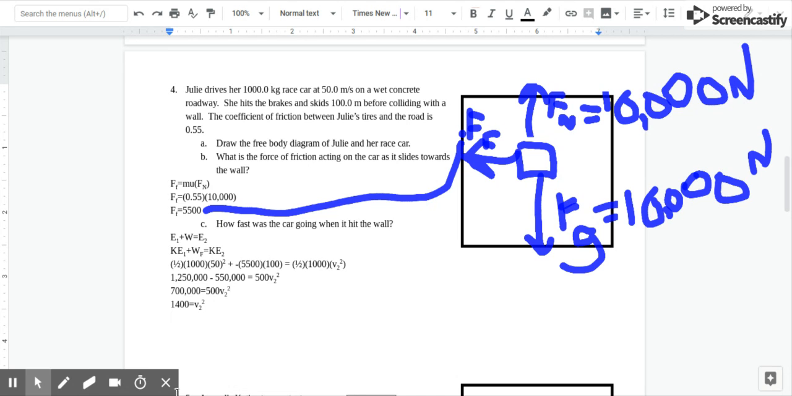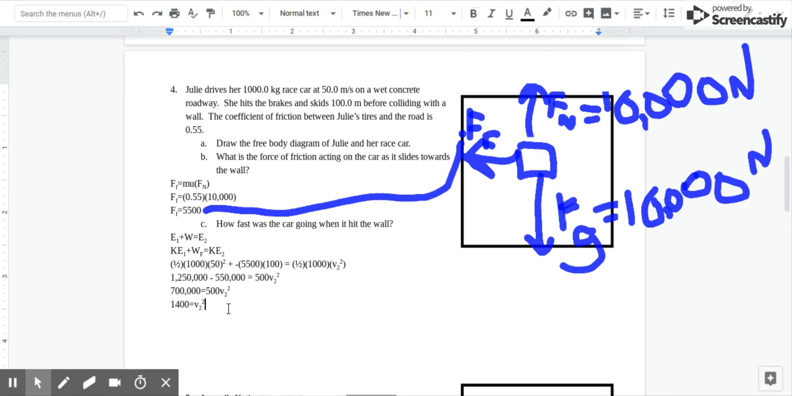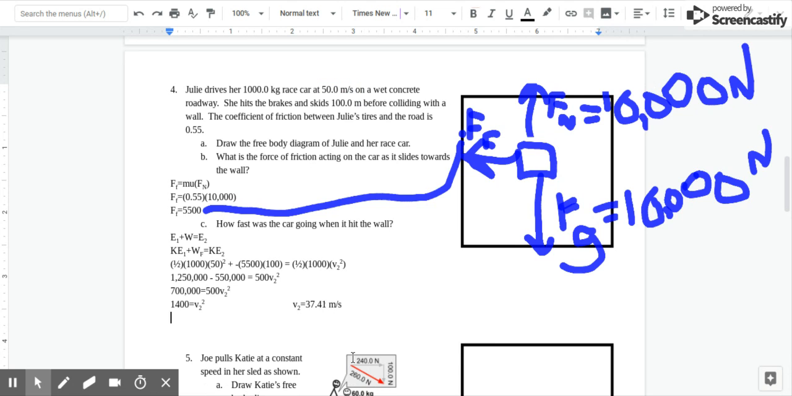Then I'm going to take the square root of 1,400. I hope it's the answer. I think it is. Here we go. Yeah, it is. So 37.42. So V2 equals 37.42 meters per second. And we can think that's right, because she hit the brakes. If she was starting at 50 and she got down to 37, that makes sense because she hit the brakes. By the way, that's super fast.